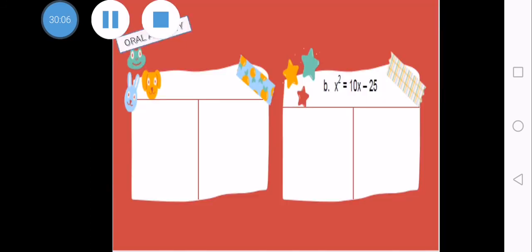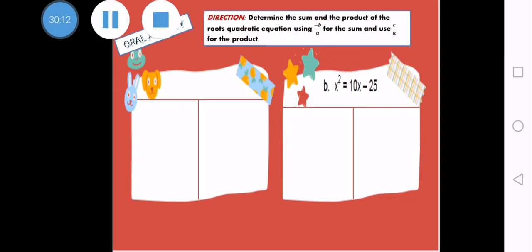Last. Ayan, i-oral natin ito. So, determine the product and the sum. So, gamit lang po yung mga equations. Tandaan lang po natin na ang sum ay equal to negative b over a at ang product po ay c over a. Simulan natin dito.